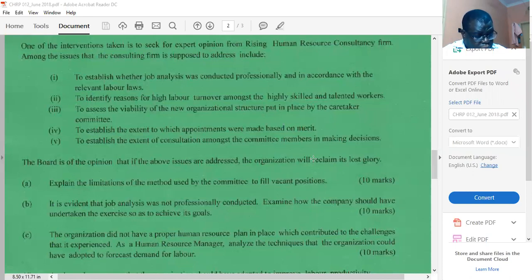Among the issues that the consultancy firm is supposed to address include to establish whether job analysis was conducted professionally and in accordance with the relevant labor laws, to identify reasons for high labor turnover amongst the highly skilled and talented workers, to assess the viability of the new organizational structure put in place by the caretaker committee, to establish the extent to which appointments were made based on merit, to establish the content of consultation among the committee members in making decisions.